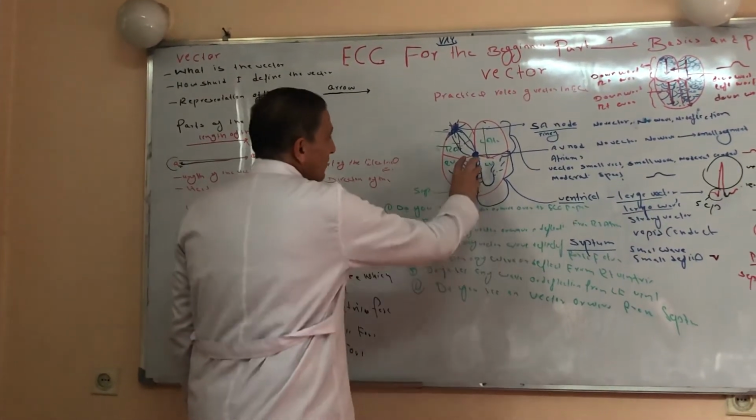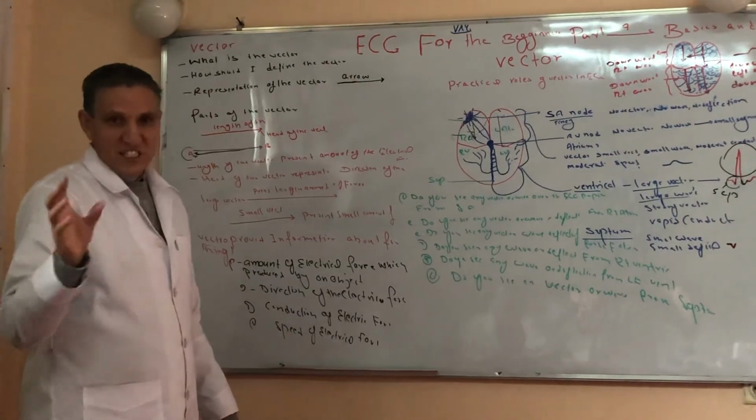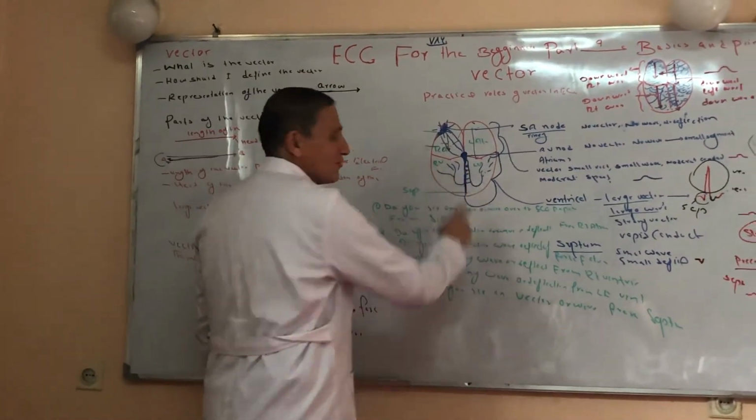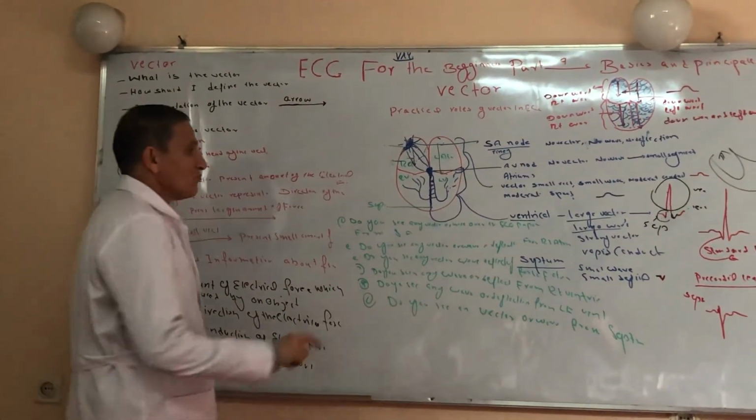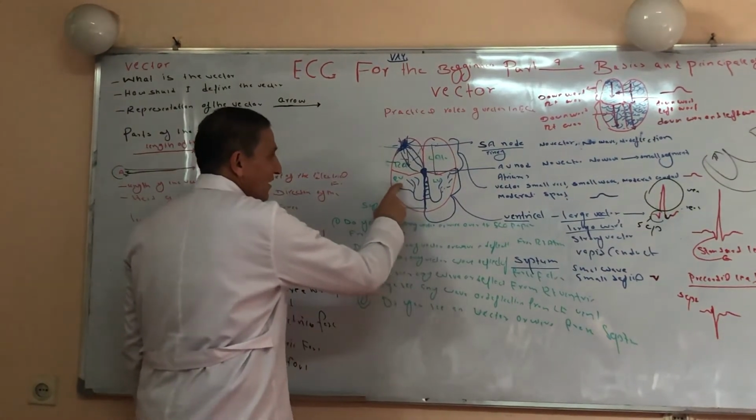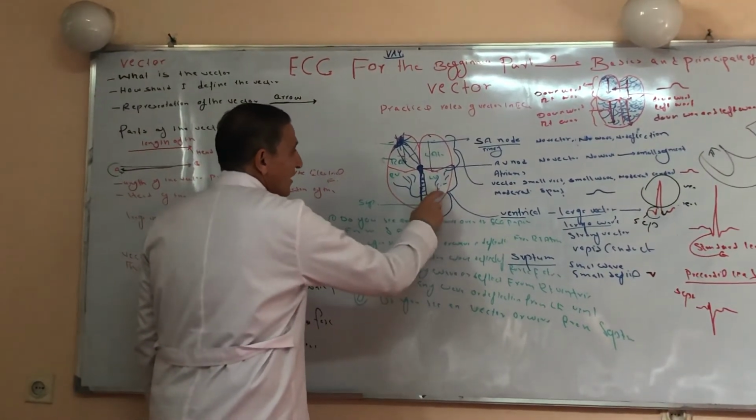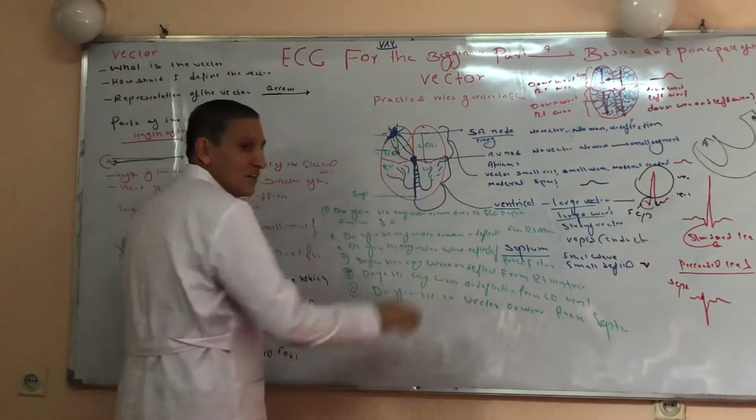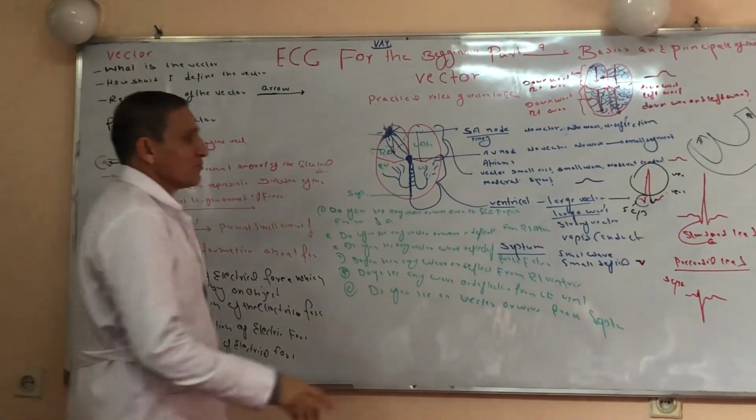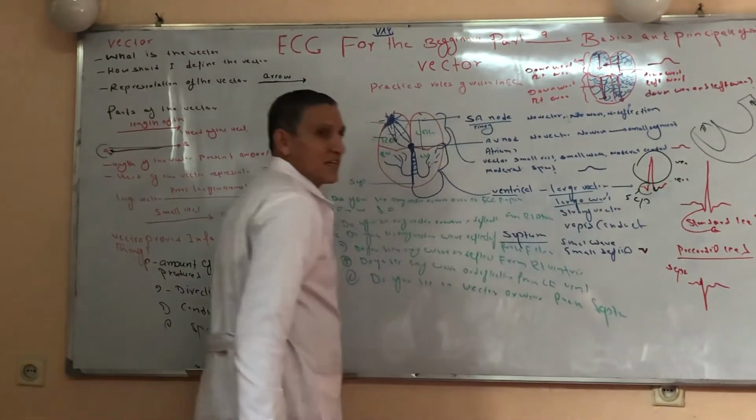And finally, ventricular depolarization needs three stages. First, the electrical impulse leads to depolarization of the septum. After the septum, the right ventricle. After the right ventricle, the left ventricle. Totally, both of them contract together, and they produce the QRS complex.